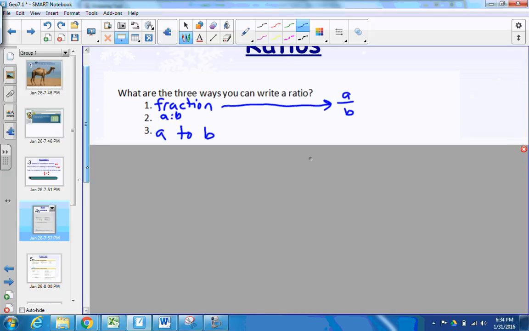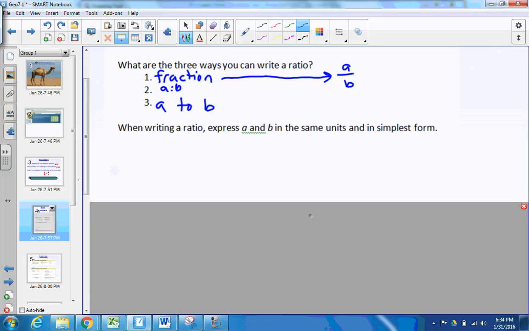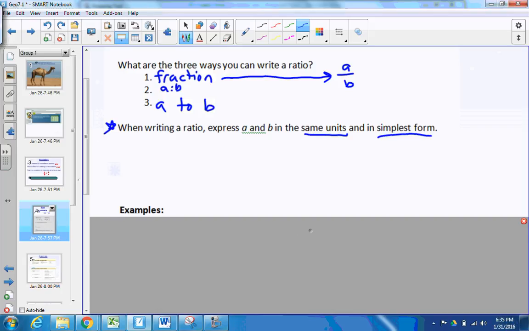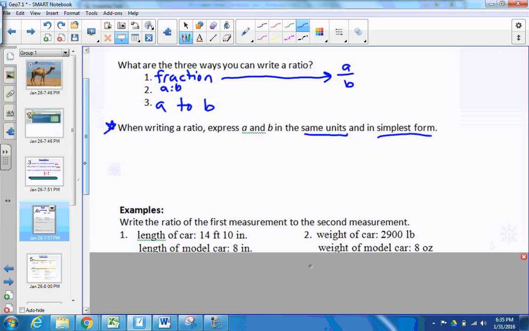Here's something that's important when we're talking about ratios. When we're doing just basic ratios, it should be in the same units. Whatever two things we're comparing should have the same units, because if they're different units, then it's a rate. We're doing just regular ratios, in simplest form, so simplify them. So let's do a couple of examples of doing that.